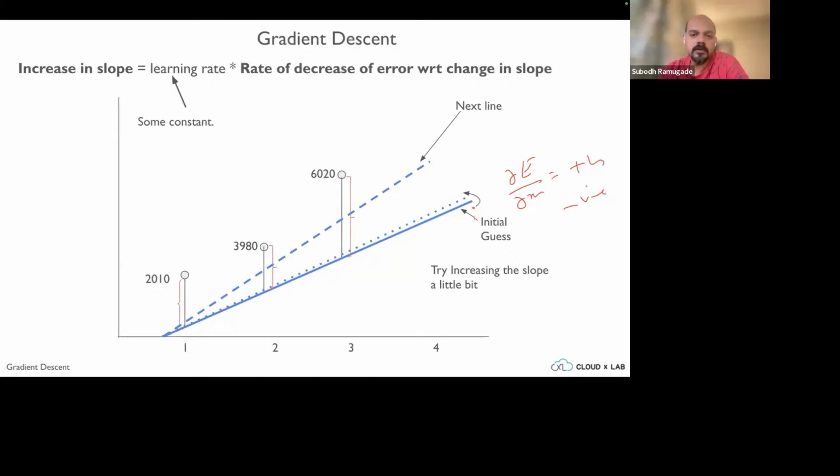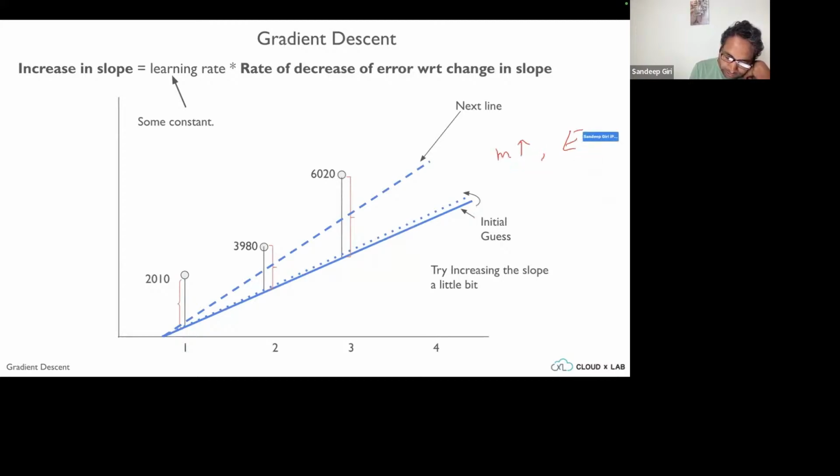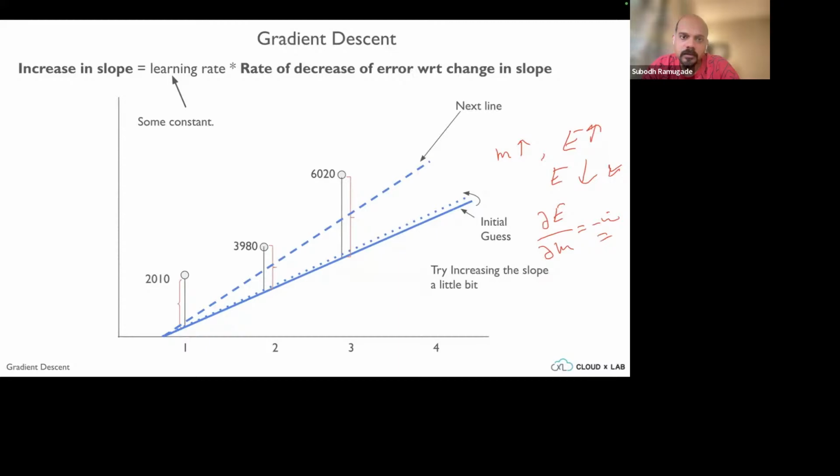It will be positive here. Will the error increase? Okay, let me put it this way. If I increase the slope, will the error increase or will the error decrease? Error will decrease. Correct. That means that the rate of change of error with respect to M is negative. Correct? Is everybody clear about this? If I increase the slope, the error will decrease.